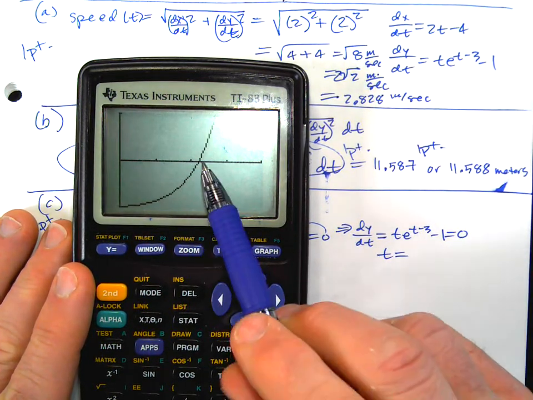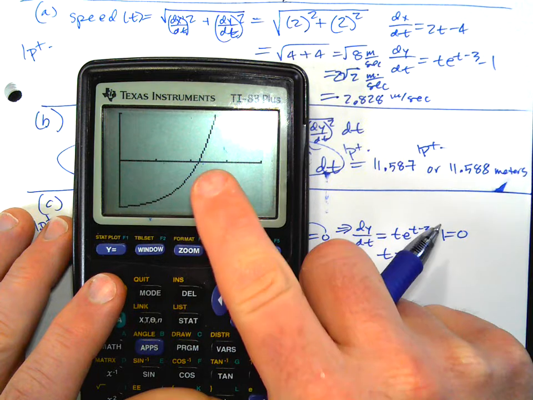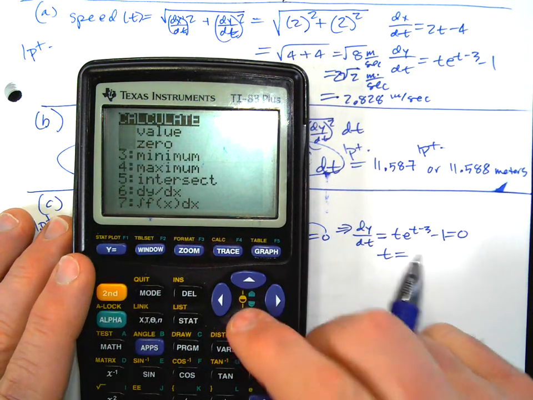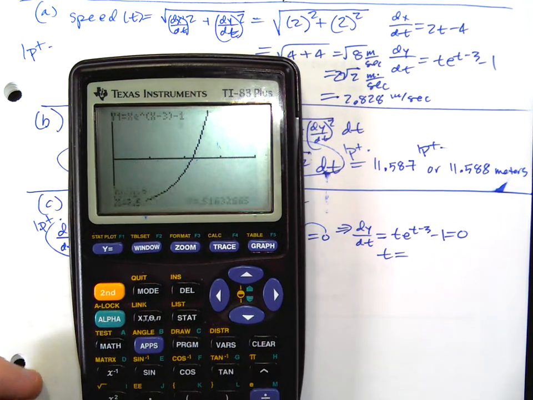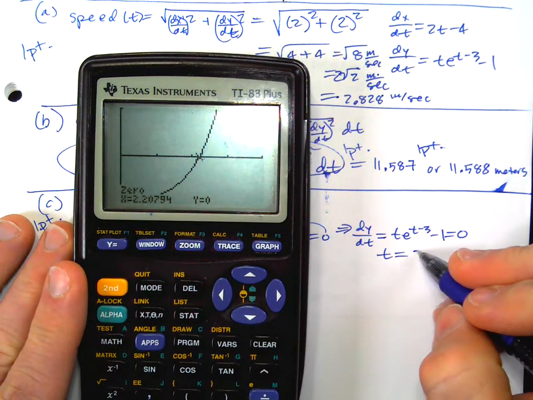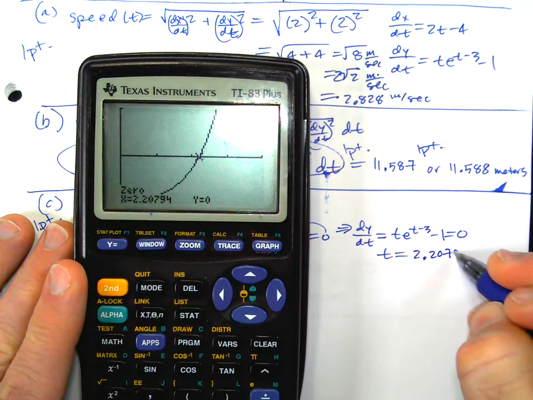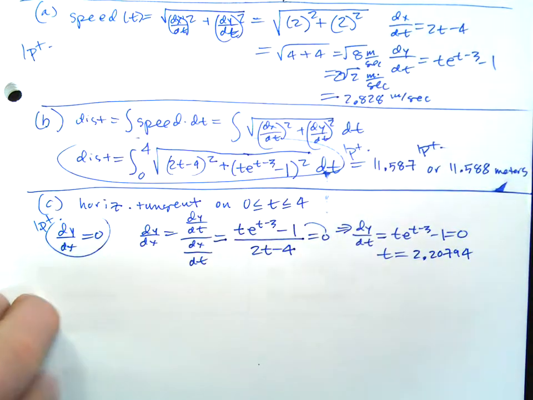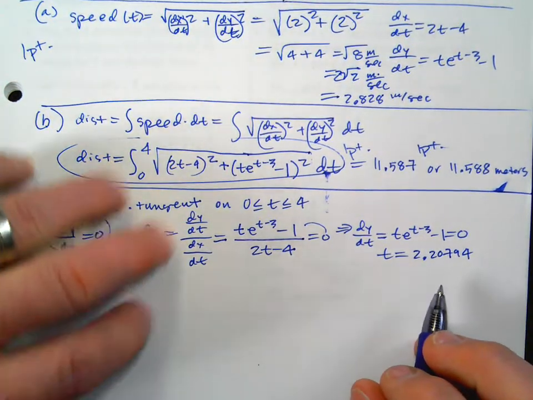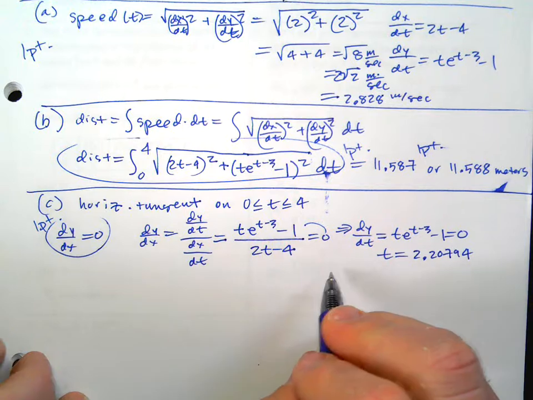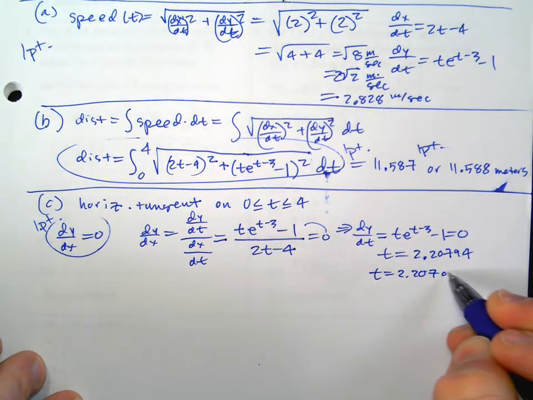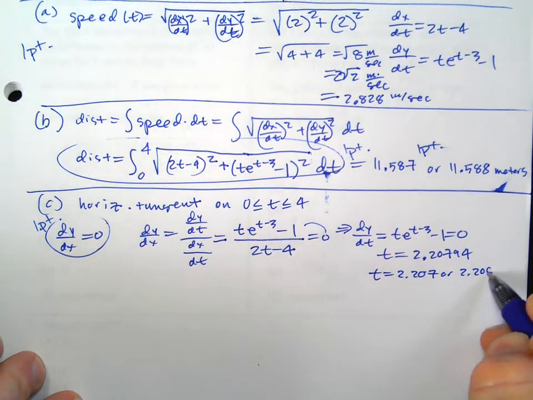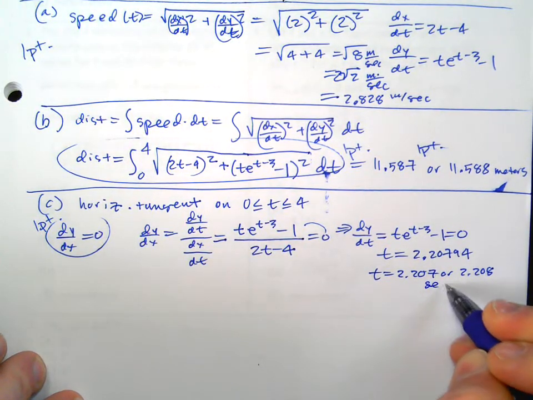And it could be more than one answer, but there's one. So second calc 0, looks like it's around 2.2. So I'm going to say 2 to 2.5, guess 2.2, 2.20794. Okay. So the first answer is 2.207 or 2.208, and the units are seconds.